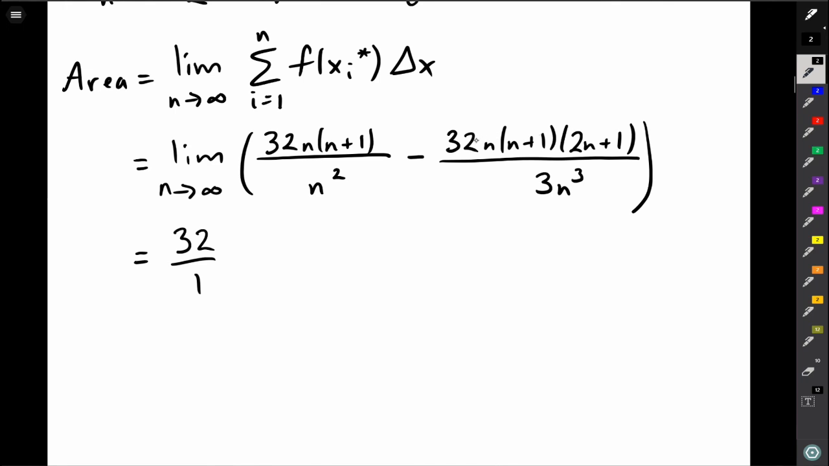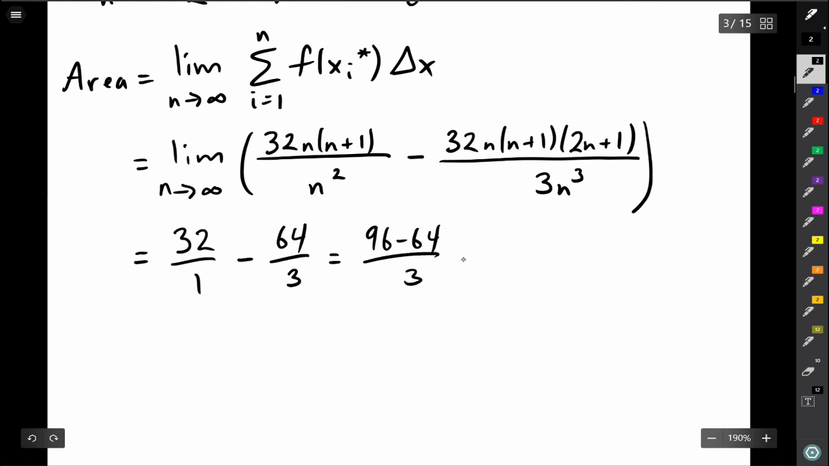And here, this next one we want to look at, what is this? So this is 32 times, the top is degree 3, the bottom is degree 3. So the top has coefficient 64. The bottom has coefficient 3. Let's go ahead and give these a common denominator. So that's 96 minus 64 over 3, which is 32 over 3, exactly as we had before.